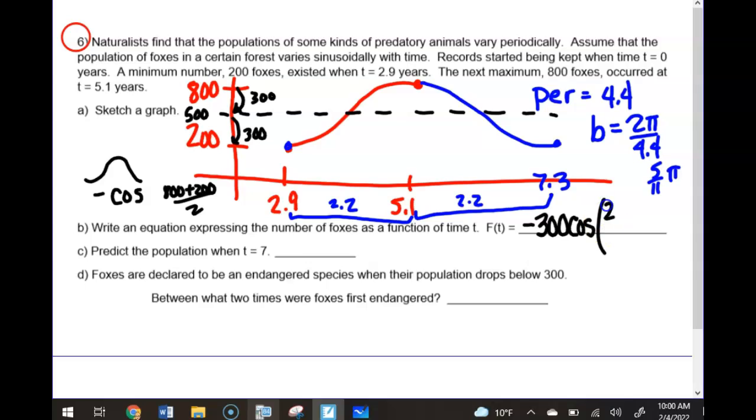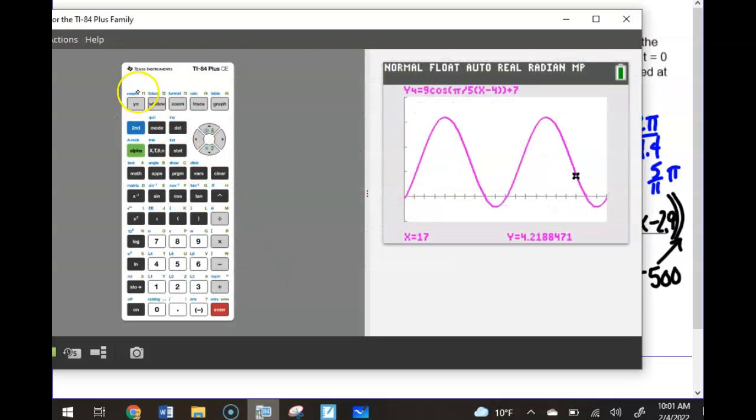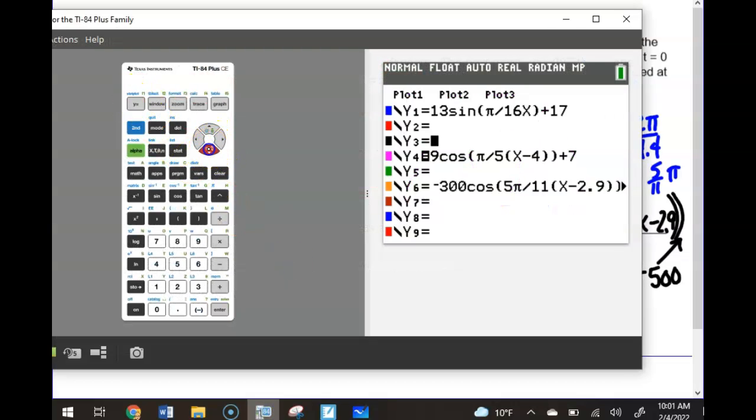Okay. The period, I will write down here 2 pi over 4.4, but I think on the calculator I did 5/11ths. Do we need a phase shift? To the right, 2.9. Yep, I have no room. On the back, there is a plus 500, that was the midline. So this one is long. I have negative 300 cosine.